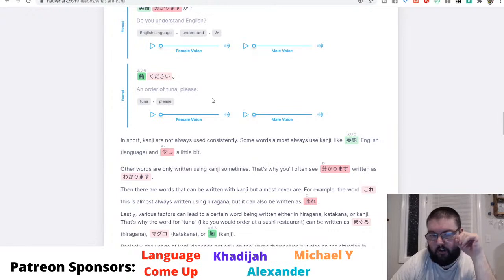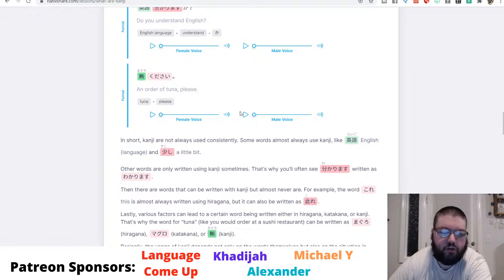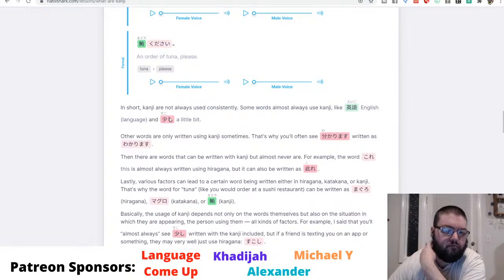In short, kanji are not always used consistently. Some words almost always use kanji, like eigo, English language, and sukoshi, a little bit. Now, does it have pronunciation for this? Okay, it doesn't. That's cool, though. Other words are only written using kanji sometimes. That's why you'll often see wakarimasu written in kanji or in hiragana.